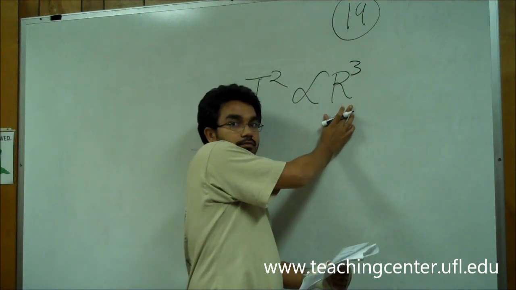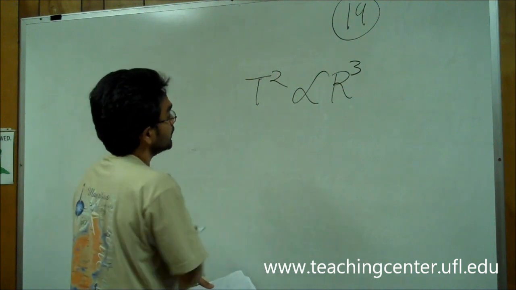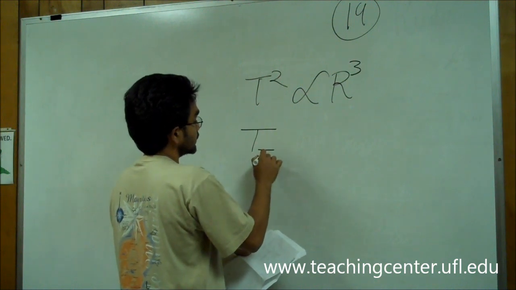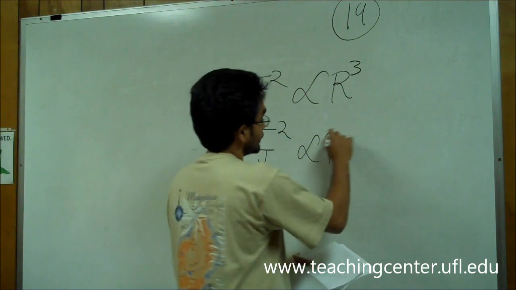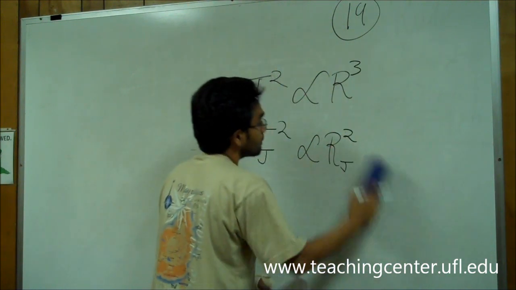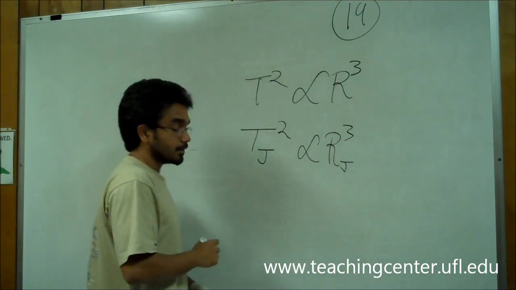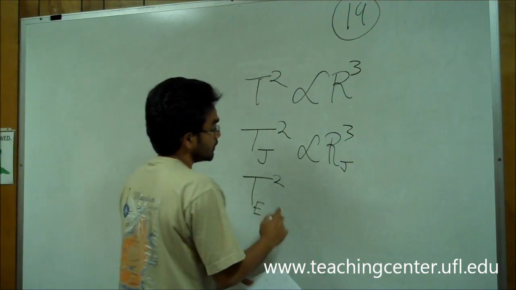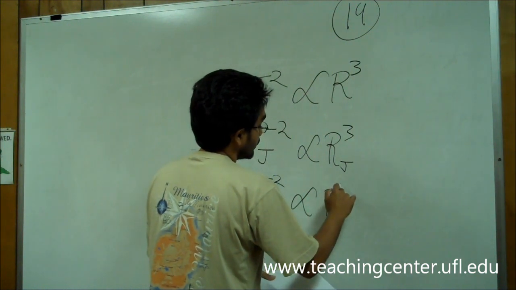Okay? So if we do that, we can say that the time period of Jupiter's revolution squared is proportional to the radius of Jupiter cubed. Similarly, the time period of Earth's revolution squared is proportional to the radius of the Earth around the Sun cubed.